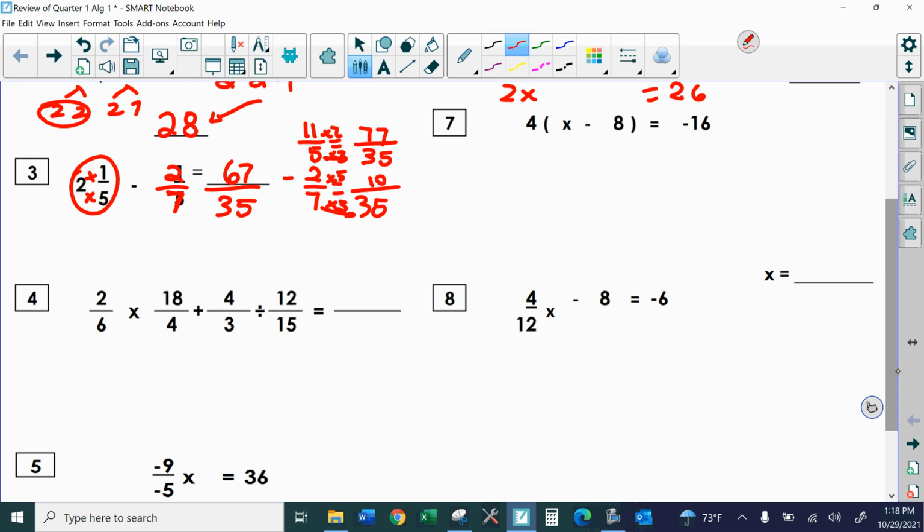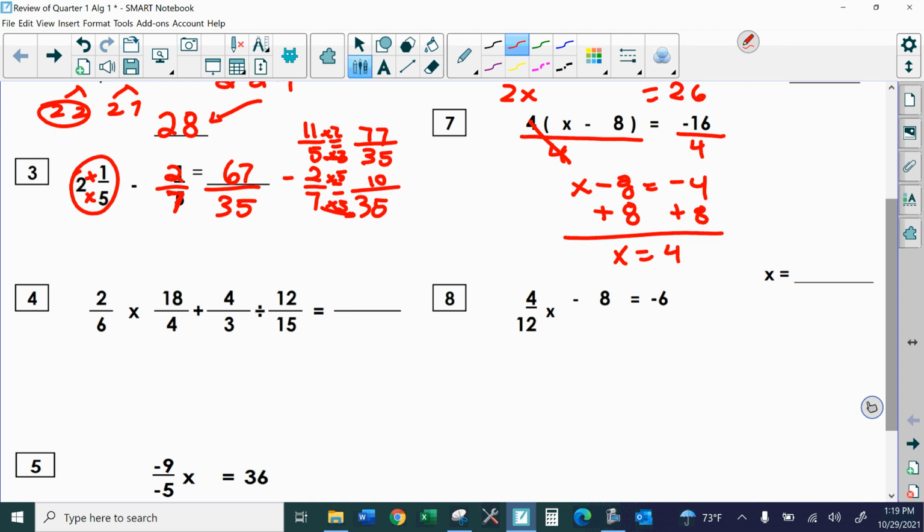All right, number 7. There are 2 ways to do this. You can distribute and then use reverse PEMDAS to solve it, or I can look that 4 divides right into negative 16 evenly, and that's the much simpler and quicker way. So I get that, and last step is solve for x, add 8 across. So x equals 8 minus 4 is 4.